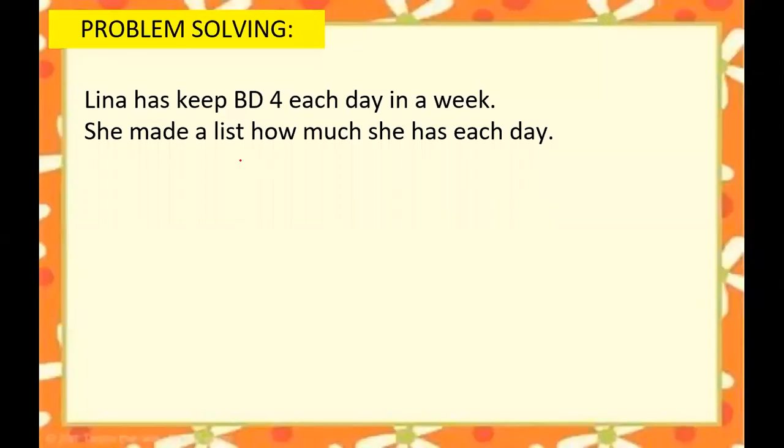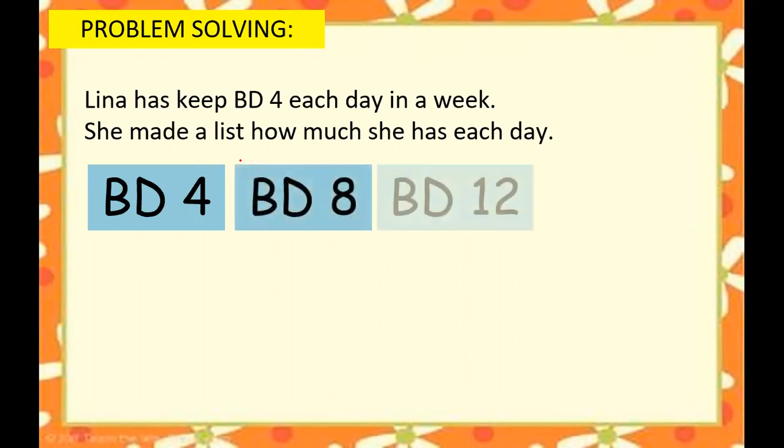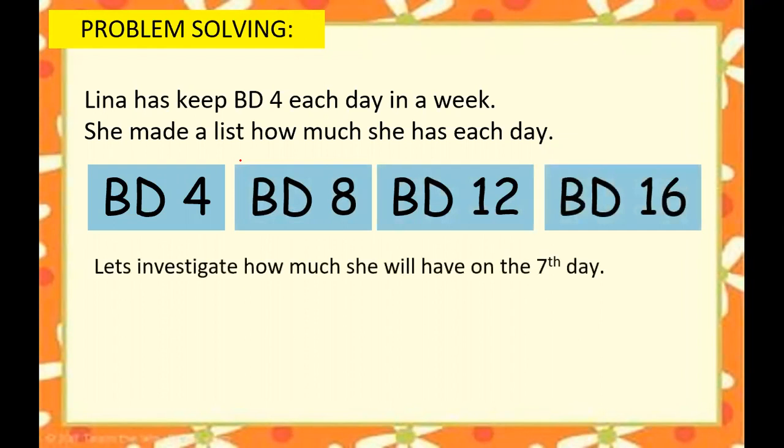Let's solve this problem. Lena has kept 4 BD each day in a week. She made a list of how much she has each day. So 4 BD, 8 BD, 12 BD, 16 BD. So let's investigate how much you will have on the seventh day. So 4, 8, 12, 16. So we have already day 1, day 2, day 3, day 4. So we need 3 more, okay?